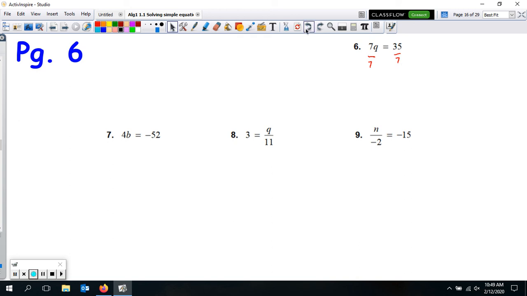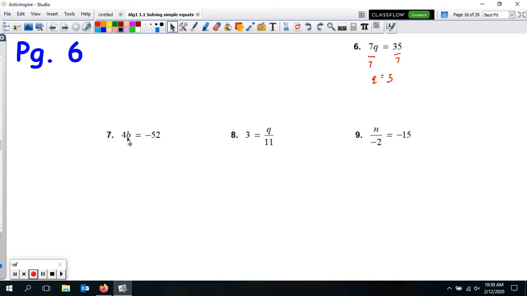We know the answer should be 5. You just need to remember your multiplication rules as well. Because 5 times 7 is 35, so 35 divided by 7 is 5. Q is 5. You can check that by just plugging this in. 7 times 5 is 35. Correct.